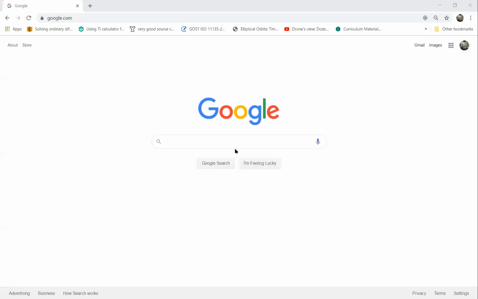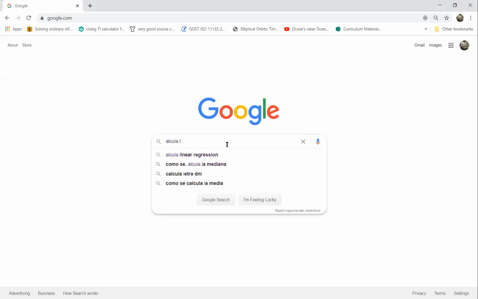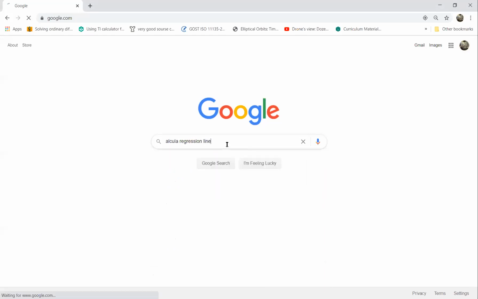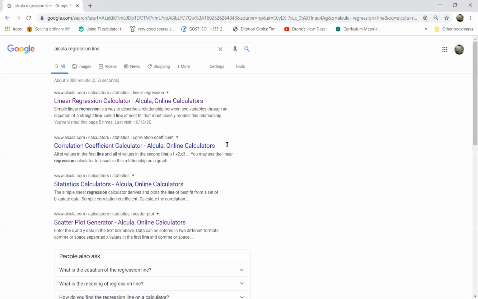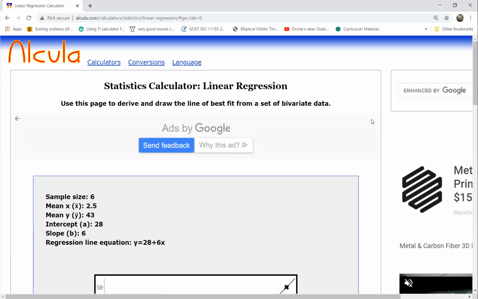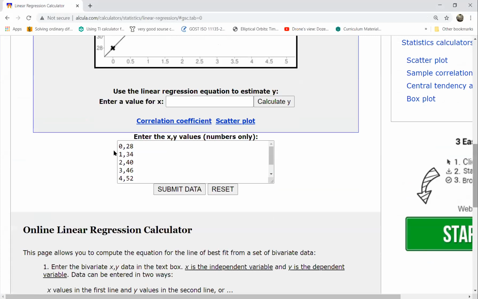So we're going to use the website Alcula and the linear regression tool to graph and calculate the regression line for us. Let us go to linear regression. Here you have the information that we need to enter. So let us just reset the whole thing.